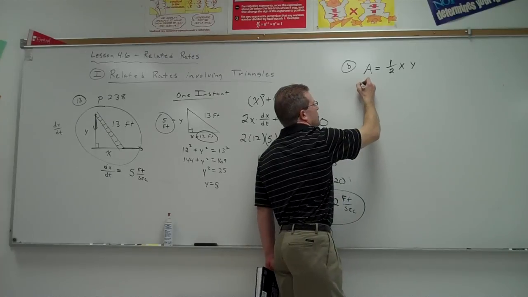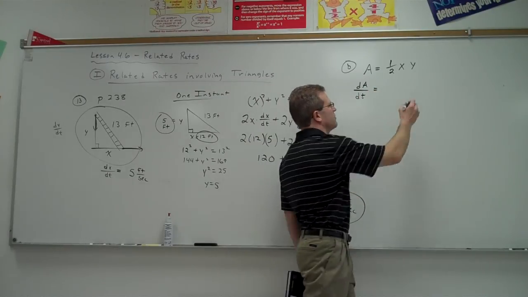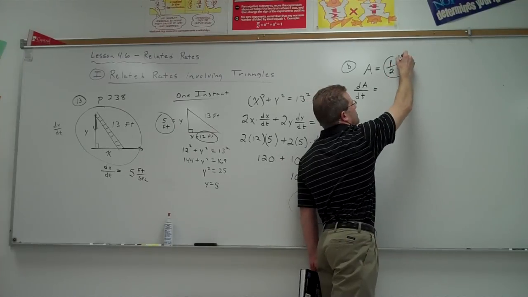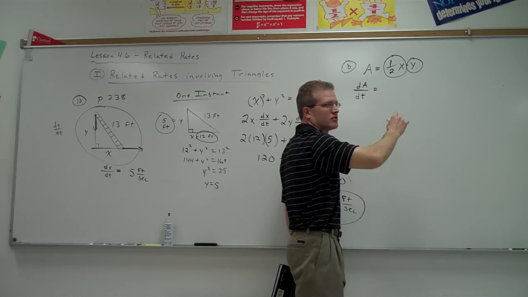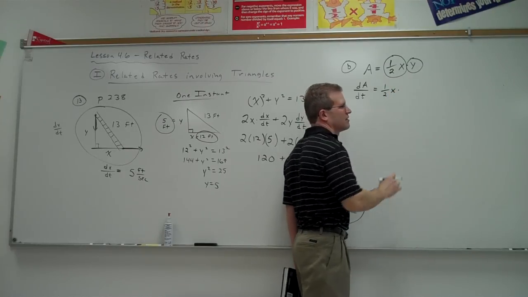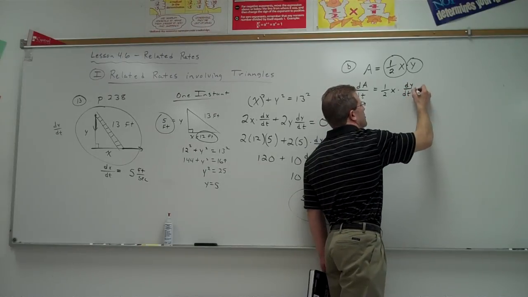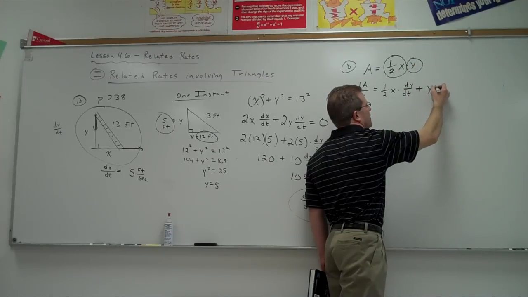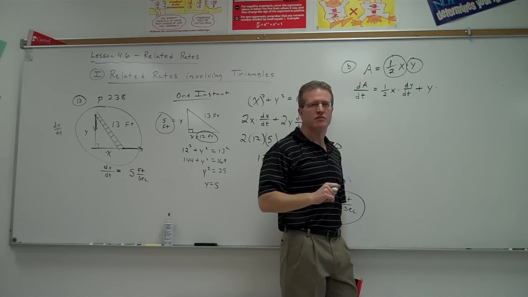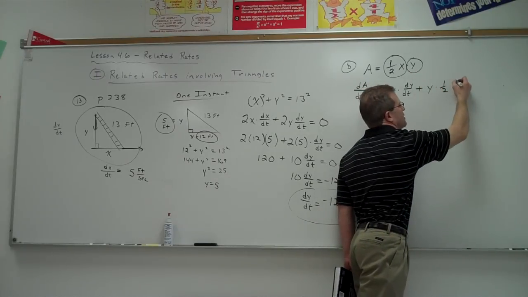Let's do the derivative. Derivative of A would be dA over dt. What rule am I going to have to use because it's just multiplication right here? Product rule. So let 1/2 x be our first expression and y be our second expression. Product rule says you take your first expression, which is 1/2 x, times the derivative of your second. How would I write the derivative of y? Good. dy over dt plus your second expression, which is y, times the derivative of 1/2 x. Good. 1/2, and then times the derivative of x, which would be dx dt.